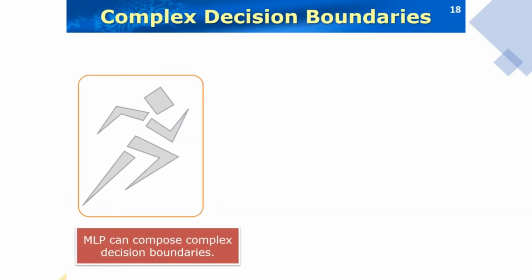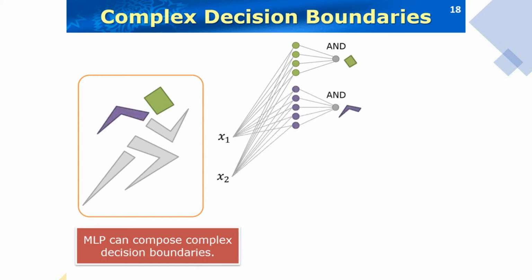For example, an athlete-like shape. In this representation, the multi-layer perceptron is structured as follows. We have 2 inputs, x1 and x2, denoting the 2-dimensional data points on a plane. We first depict the head of the athlete, which has 4 sides, corresponding to the 4 perceptrons combined by an AND gate. Then the purple arm of the athlete is a 5-sided polygon, which corresponds to the 5 perceptron units intersected by the AND gate.